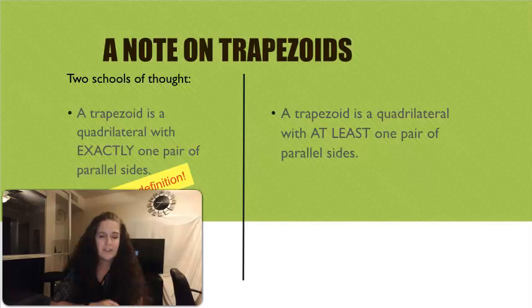We're going to use the definition that's on the left-hand side, where a trapezoid is a quadrilateral with exactly one pair of parallel sides, instead of the other one where it's at least one pair of parallel sides. And that makes a big difference on how you organize your quadrilaterals.